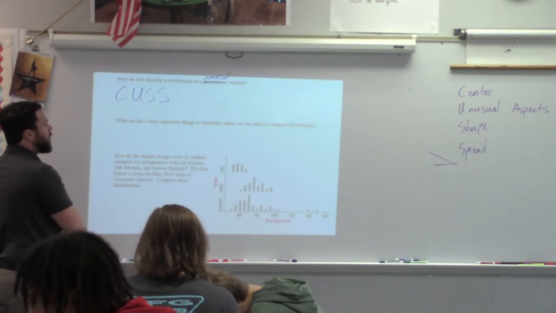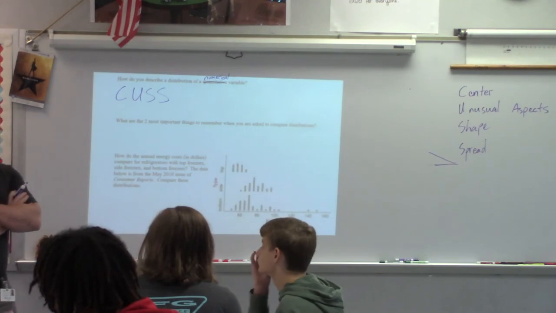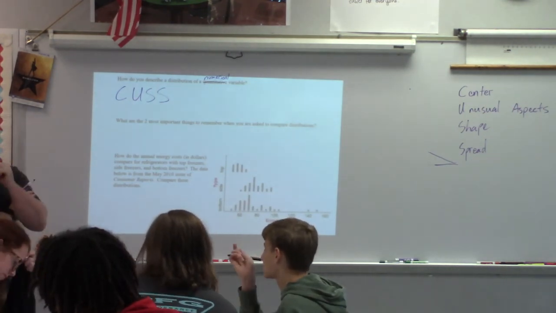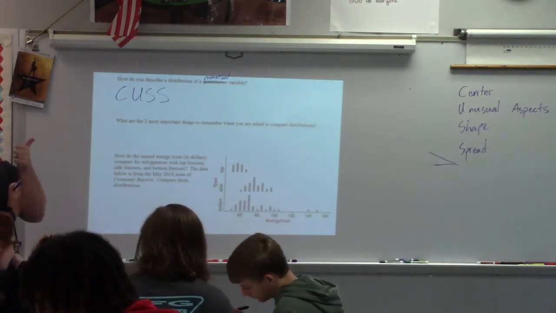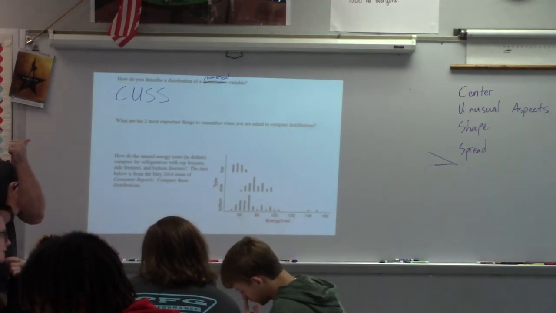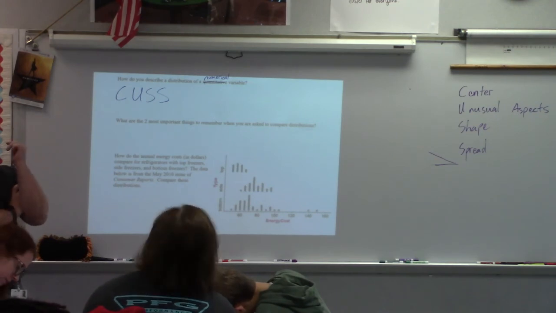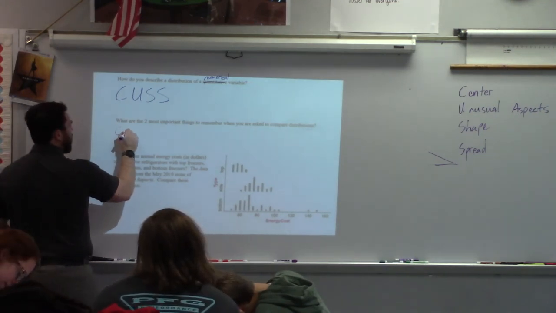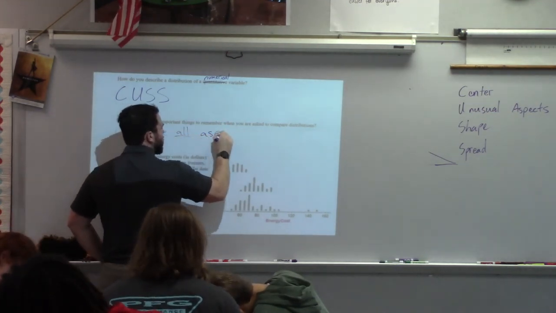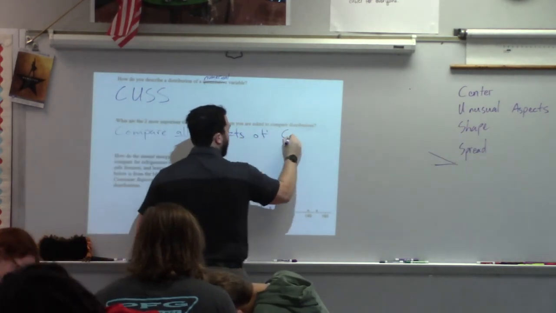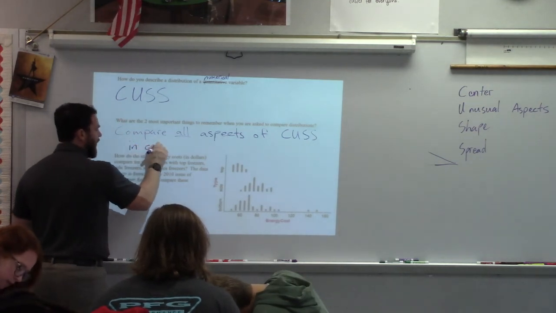Alright? What are the two most important things to remember when you are asked to compare distributions? What do you need to look at for all the distributions? You need to compare their center, which is a measure like the mean. You need to compare their unusual aspects. You need to compare their shape, and you need to compare their spread. You need to compare all aspects of CUSS. And here's the last detail that we haven't hit on much, but in context.